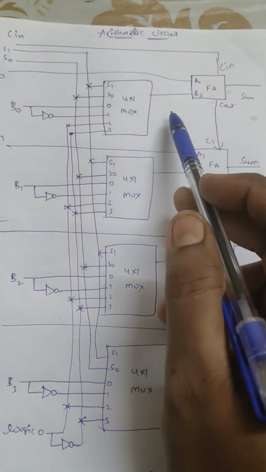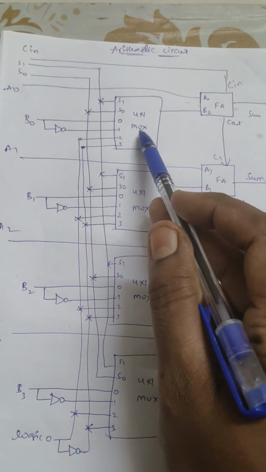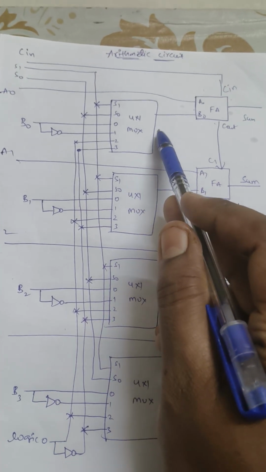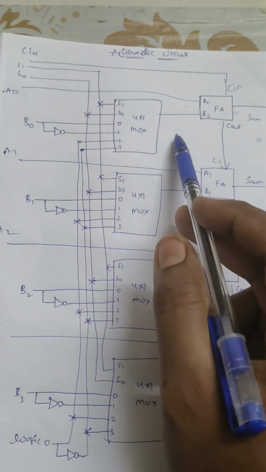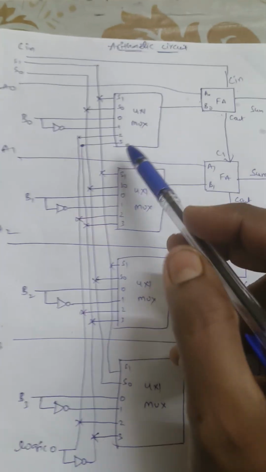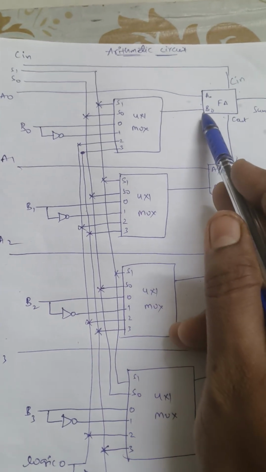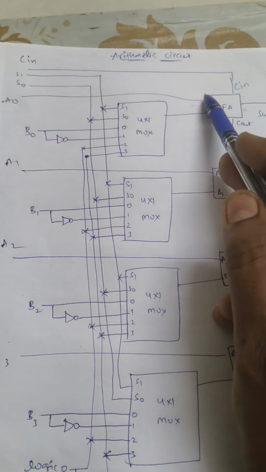Coming to the B bit information, it is taken from the multiplexers, because that is going to give some data, and by using that data, the data will be added, subtracted, incremented or decremented. I am taking the multiplexer output and connecting it to a full adder input. Therefore this full adder has 2 inputs.